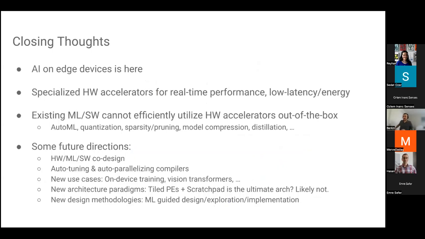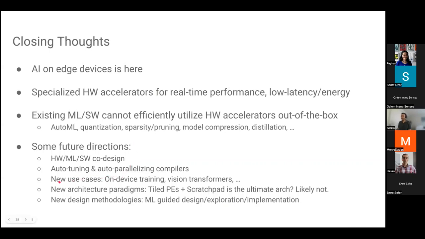I just want to wrap up here. AI on edge devices is here. It's happening. To achieve real-time performance, low latency, and low energy, there are hardware accelerators that can bring us there. But what I showed here is that existing machine learning or software solutions may not efficiently utilize these hardware accelerators out of the box. There is plenty of optimization: AutoML, quantization, sparsity, compression work, and we could use knowledge distillation, and so on and so forth. I talked about some of these techniques and some of the future directions as well.